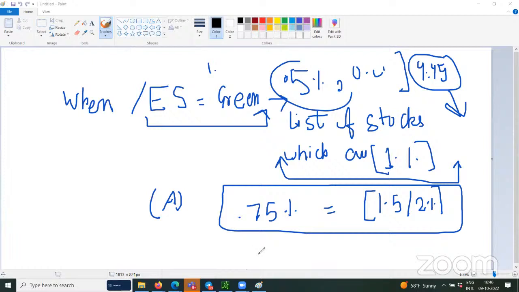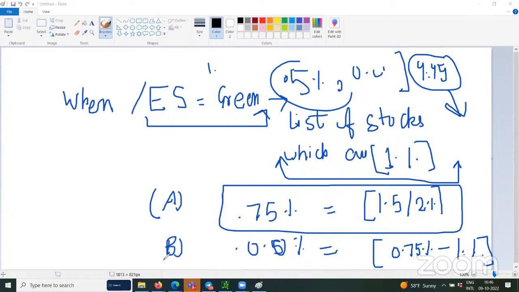Second thing, maybe ES comes down to 0.5 or 0.00. My stock was 1%, it only comes down to 0.75, or it remains at 1%. That is also relative strength. So in these two use cases, these are items which opened with relative strength, and now they are holding themselves with relative strength.